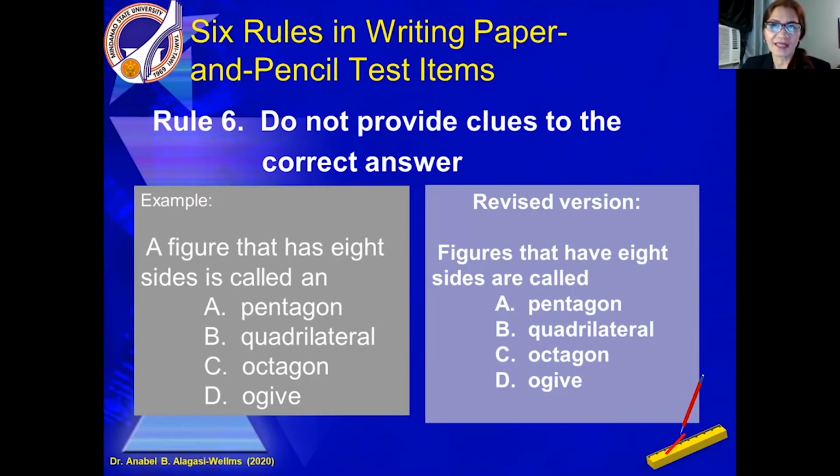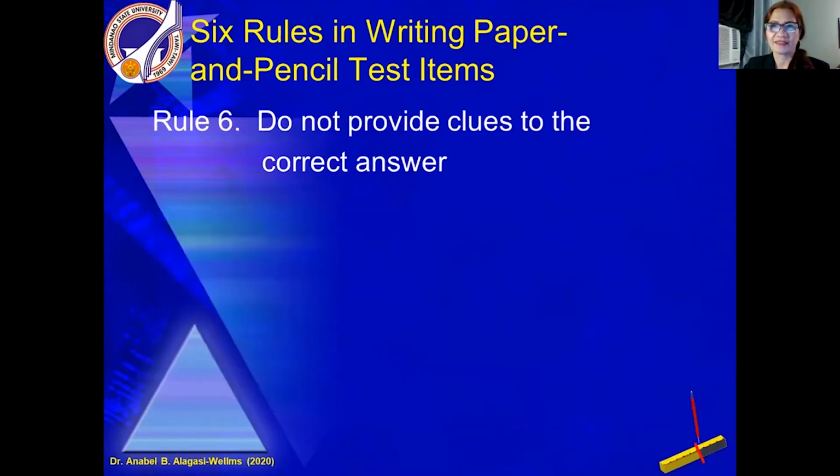Because if you have the article an in the stem, meaning to say you're giving a clue that the answer would start with a vowel sound or vowel letter. So it's called an. So it's either octagon or ogive. But you have to delete the an. Do not give a clue to the answer.